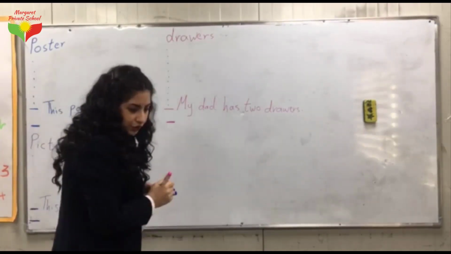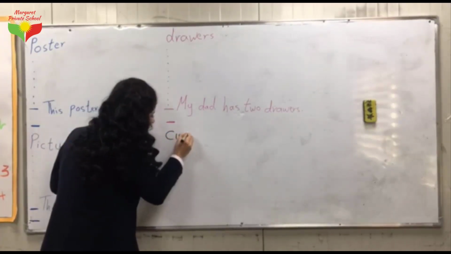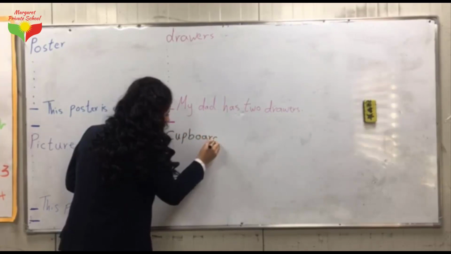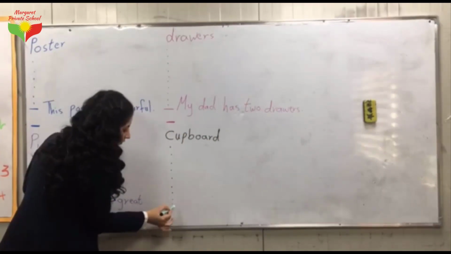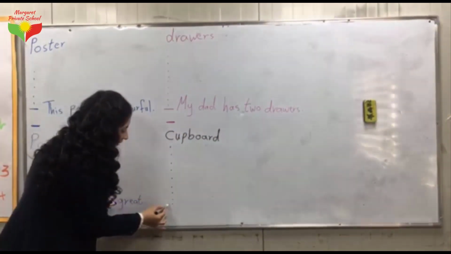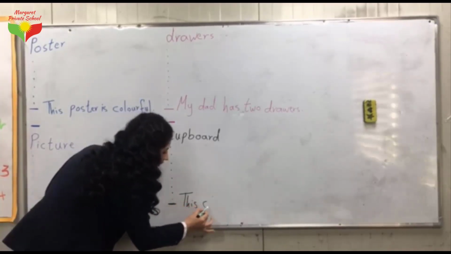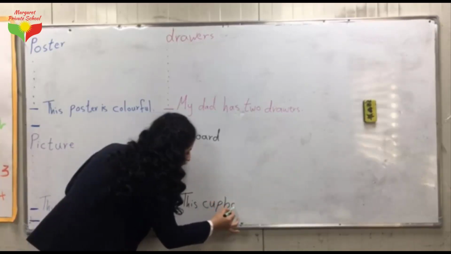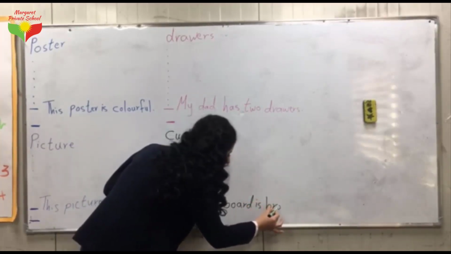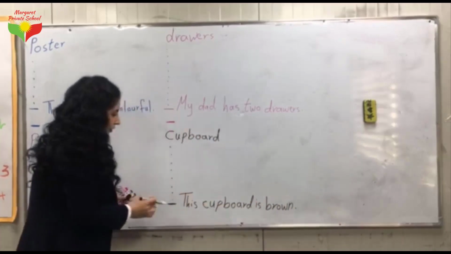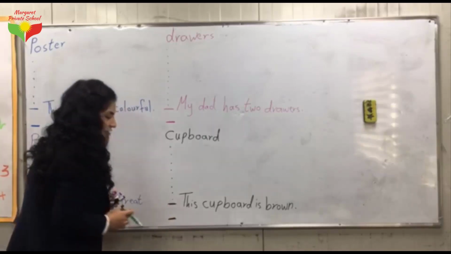Now let's go to the next word, cupboard. Cupboard means dollap. You should write cupboard till the bottom of the page. Okay, dear. Now I'm gonna write my sentence. This cupboard is brown. This is my sentence. Now you should write your sentence here.